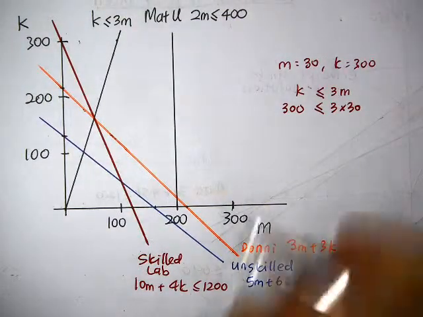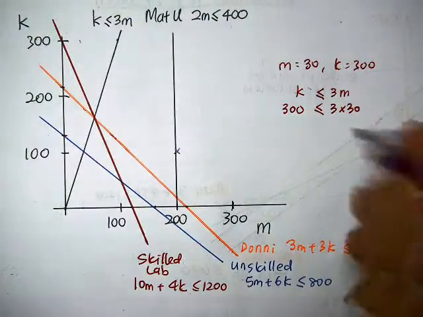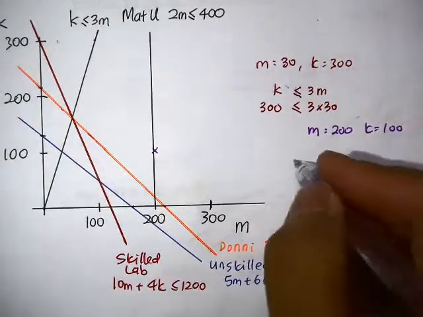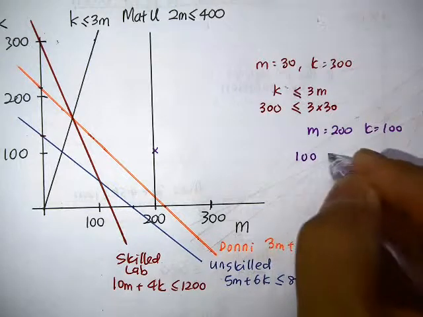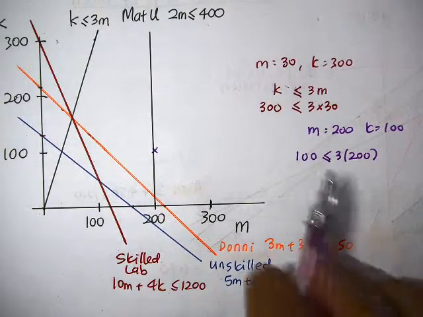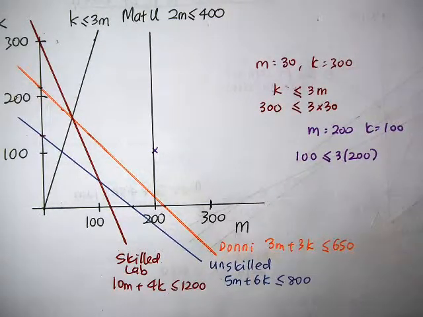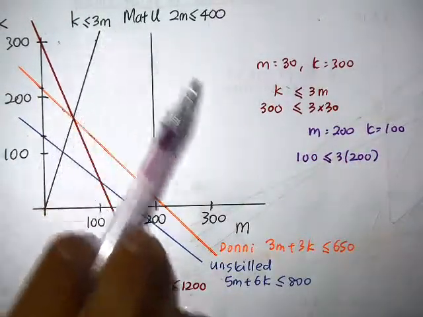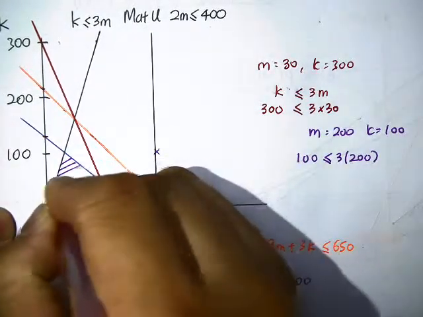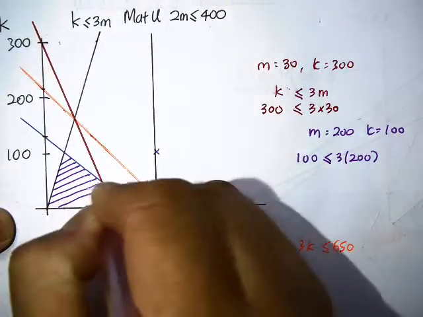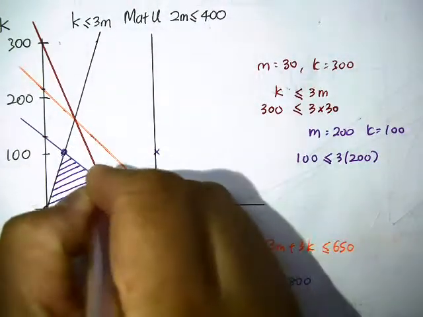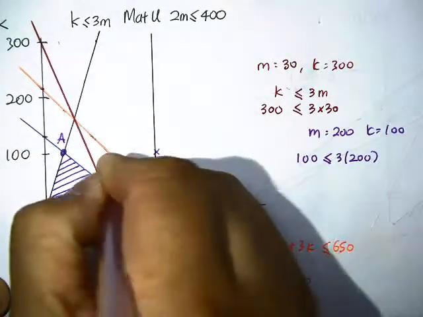Now, if not, you just try. Let's say I take a value here, that M is 200, K is 100. So, is it true that 100 does not exceed 3 times 200? Correct, right? 100 does not exceed 600. That's correct. So that's why we know the proper feasible region is the one below the line. Then the feasible region must be here, which is made up of points O, A, B, C.